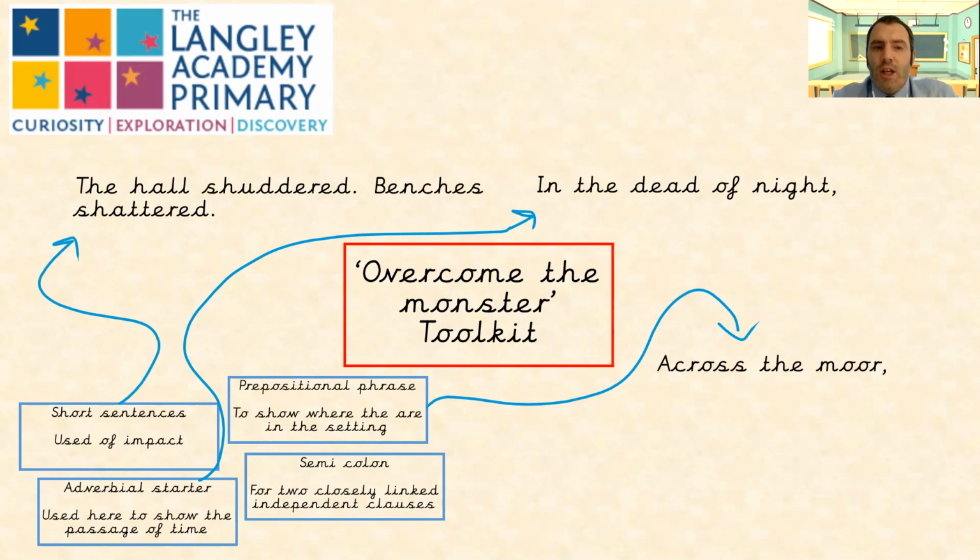Short sentences used for impact. The hall shuddered, benches shattered. Short, punchy sentences that get across what's going on. It adds to the tension of your fight scene as well.